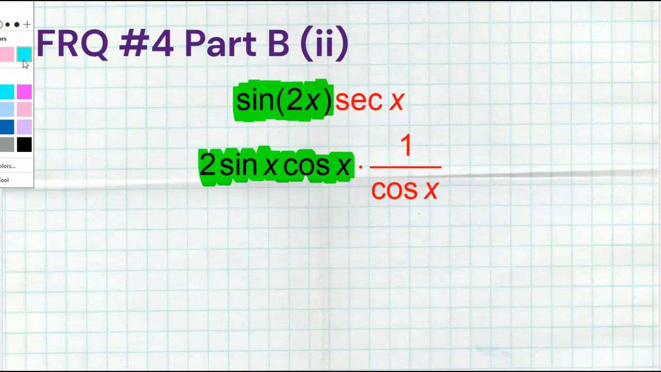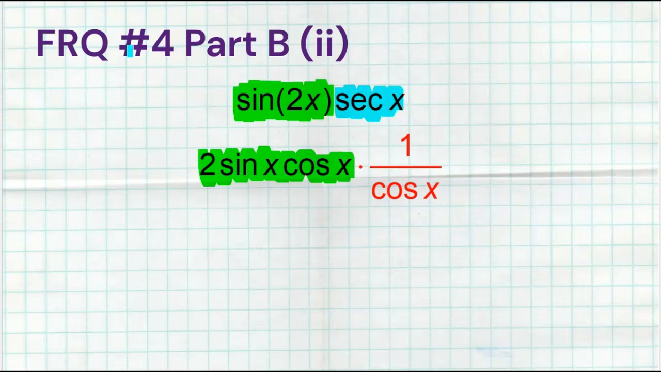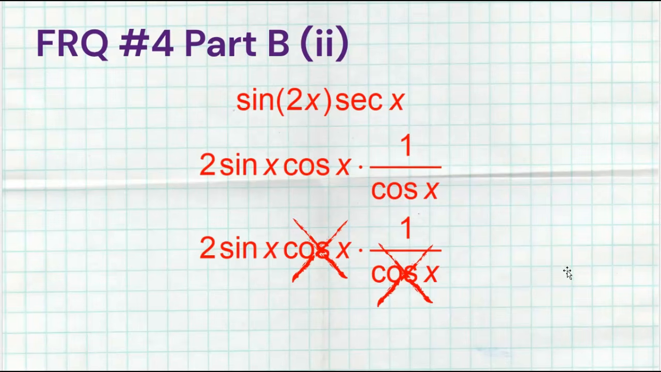Then the second thing I did was I rewrote the secant of x as 1 over cosine of x. Again, another big strategy is to turn everything into sines and cosines, so changing that secant to a 1 over cosine is very helpful. Then something really awesome happens. Those cosines are going to reduce.